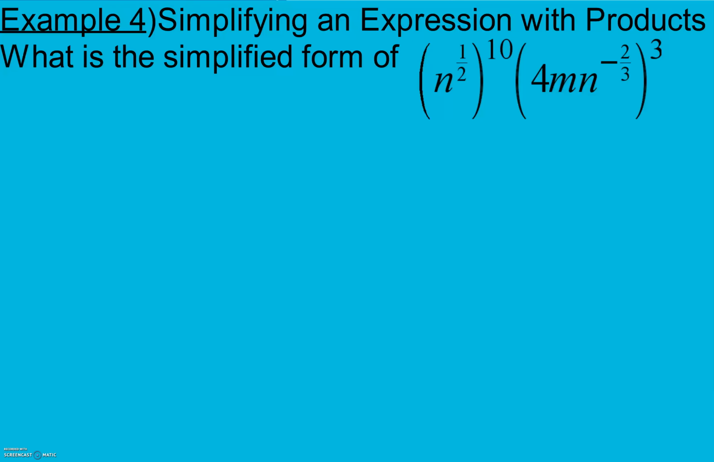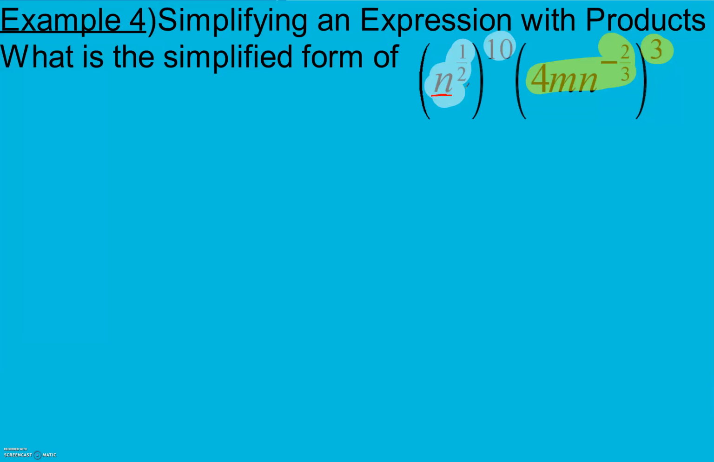Continuing on with example 4 here, we're going to simplify this expression. If we look, I have a base to an exponent, and here I have a product to an exponent. So I have a power to a power and a product to a power. So we're going to kind of combine what we did earlier in section 7.3.